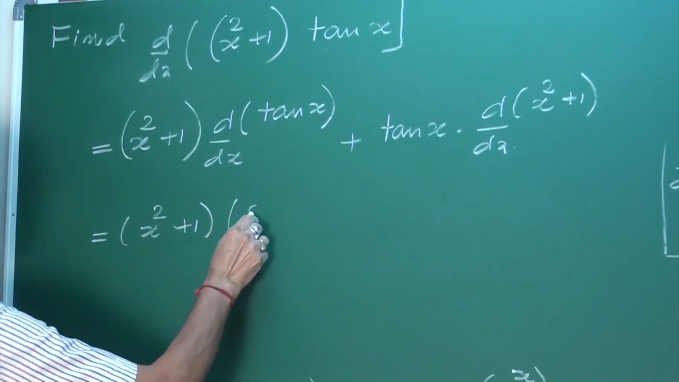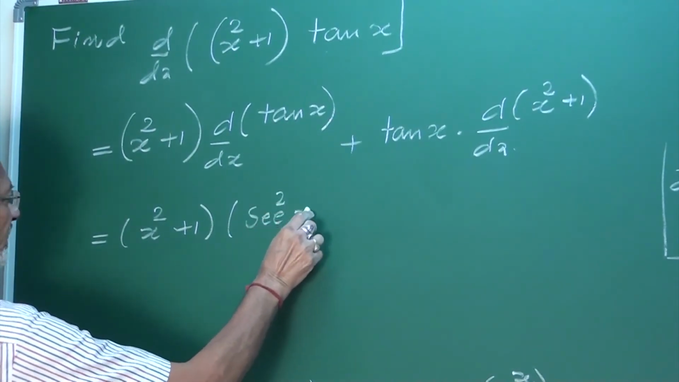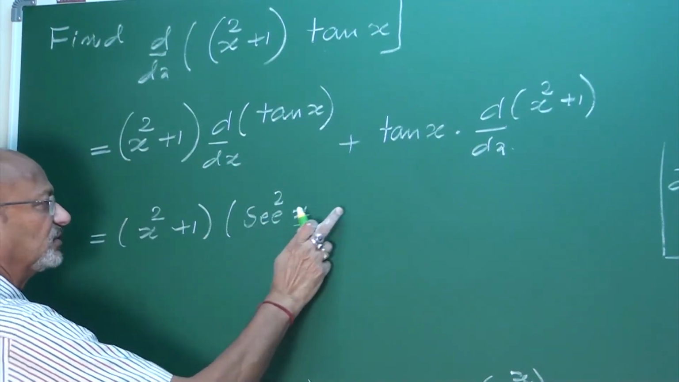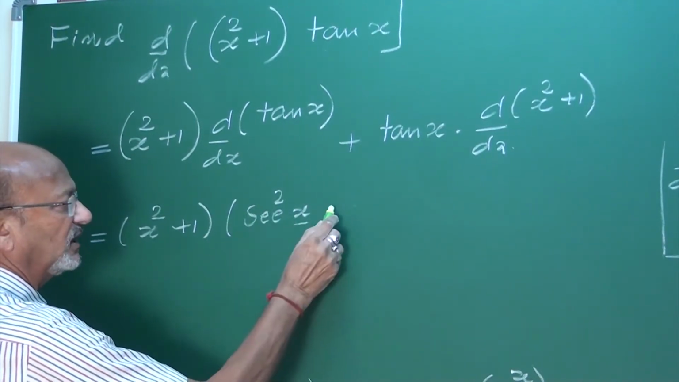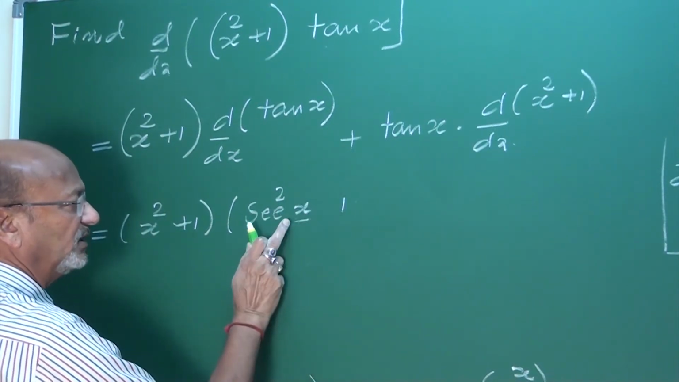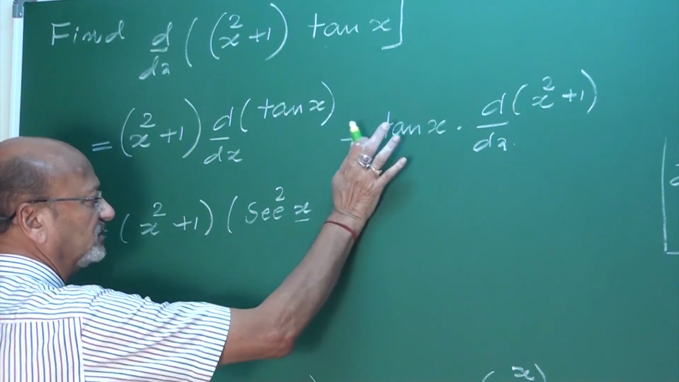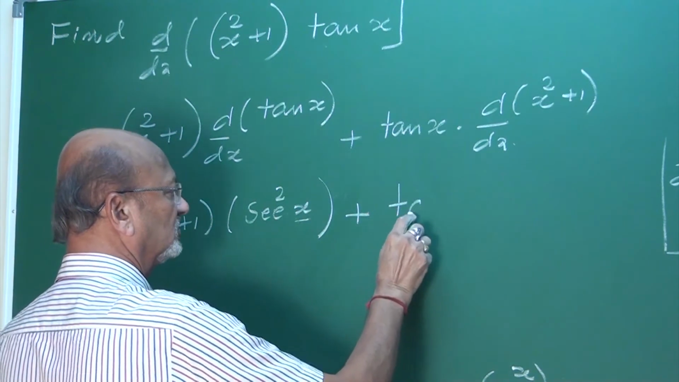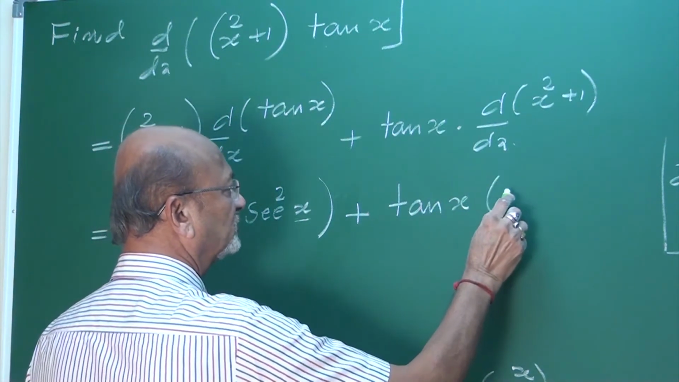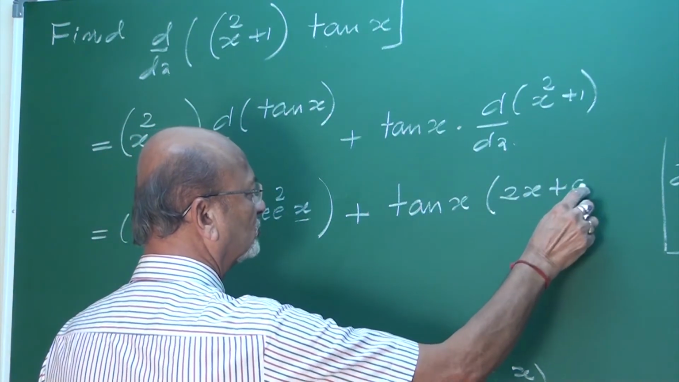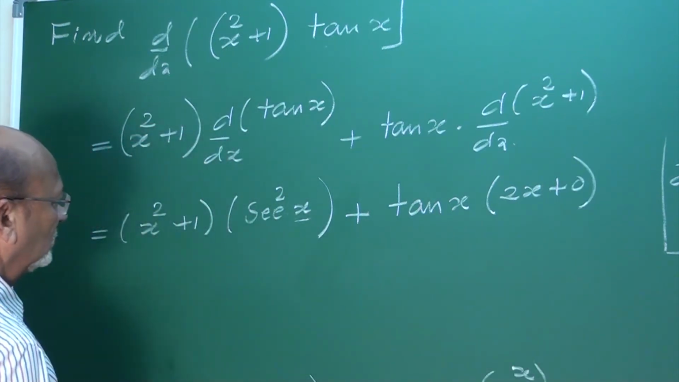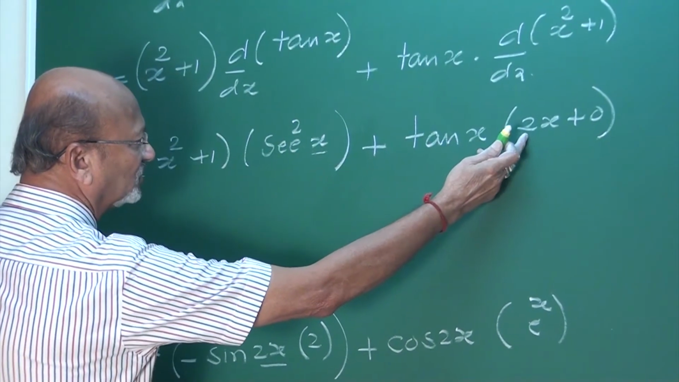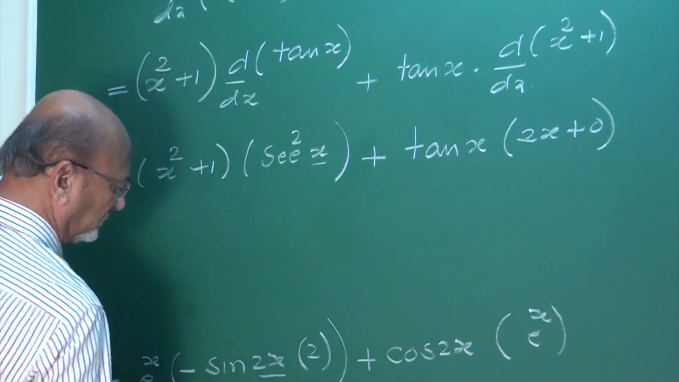Equal to x squared plus 1 into the derivative of tan, which is sec square x. What is the derivative of x? Coefficient of x is 1, and as it is 1 we are not going to write it. If it is other than x, you have to write it. Plus tan x into the derivative of x square, which is 2x, plus the constant 1 gives 0. If you want to simplify, at the most we can write 2x plus 0, which means 2x. That's all.